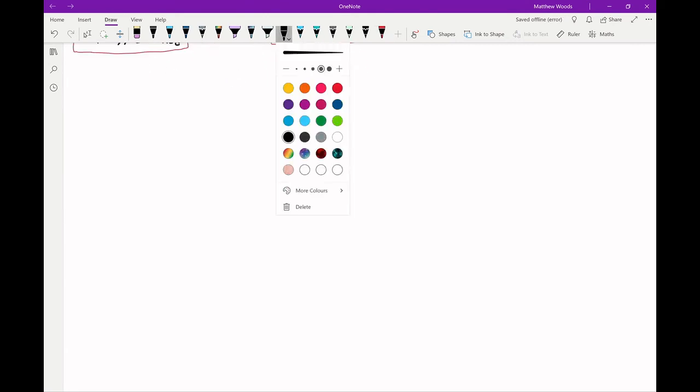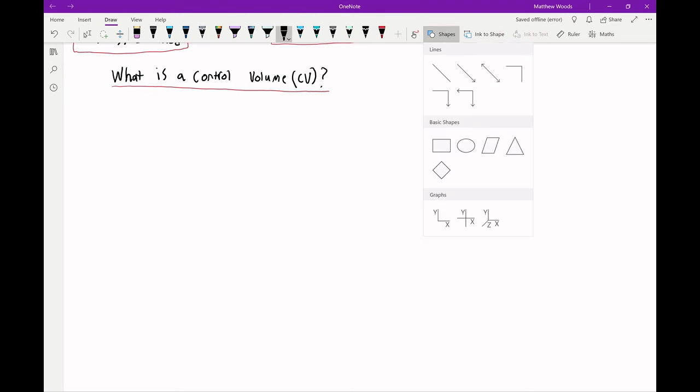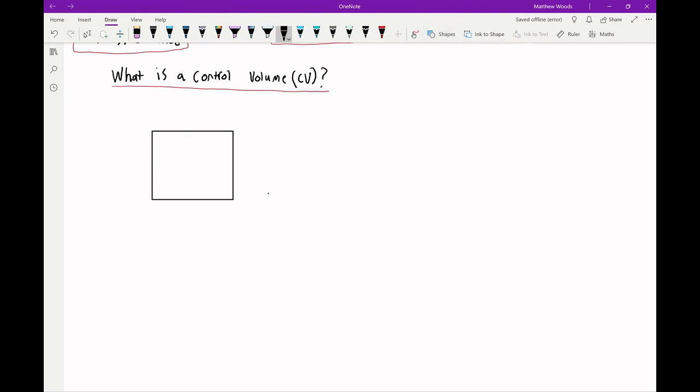Now, if we jump into another topic here, this is called a control volume. So, what is a control volume? Well, a control volume is an arbitrary boundary that you place on a system. If we draw a box and we say the system is contained within this box, then that box would be the control volume. Anything that crosses that boundary would need to be accounted for, like work or heat transfer. And that's really all it is, this convention of an arbitrary imaginary line.